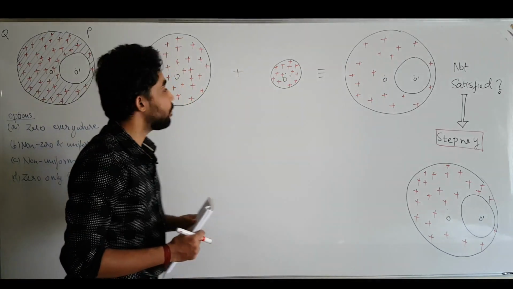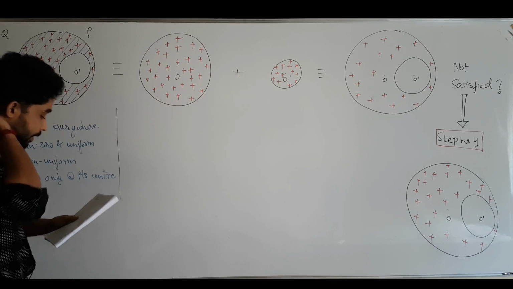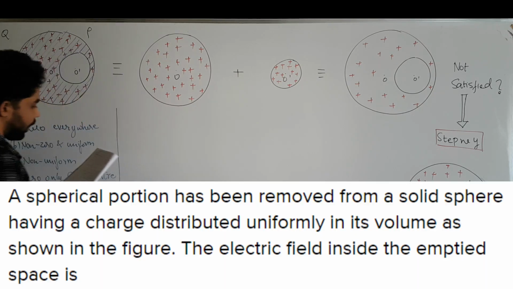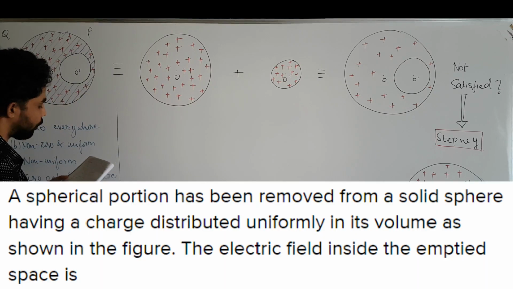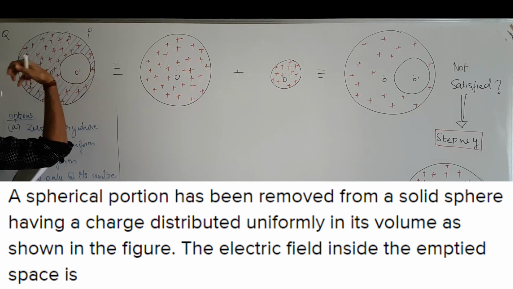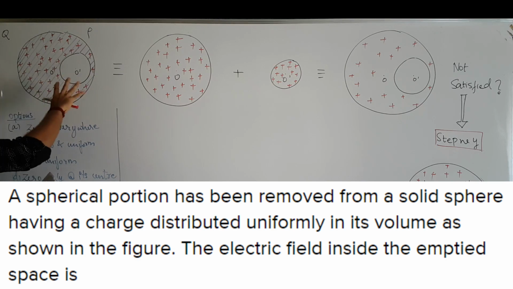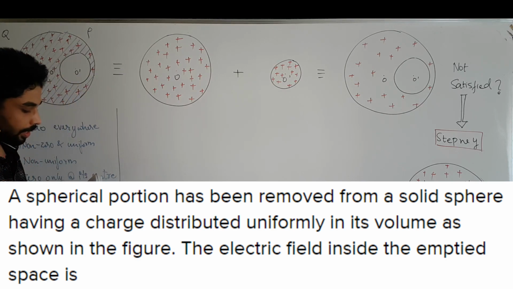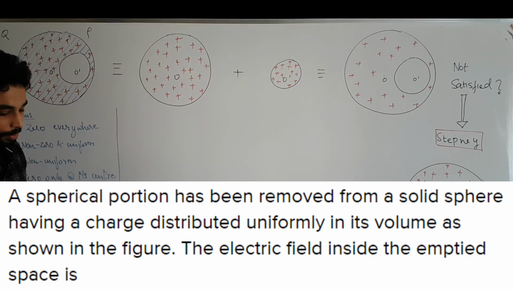In this video we'll solve a question based on electrostatics. So a spherical portion has been removed from a solid sphere. A spherical portion is removed, or scooped, from a solid sphere having a charge distributed uniformly in its volume, as shown in the figure.